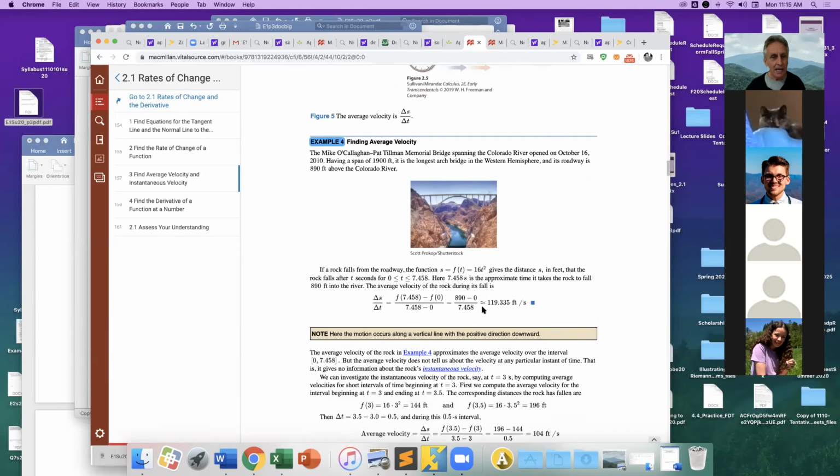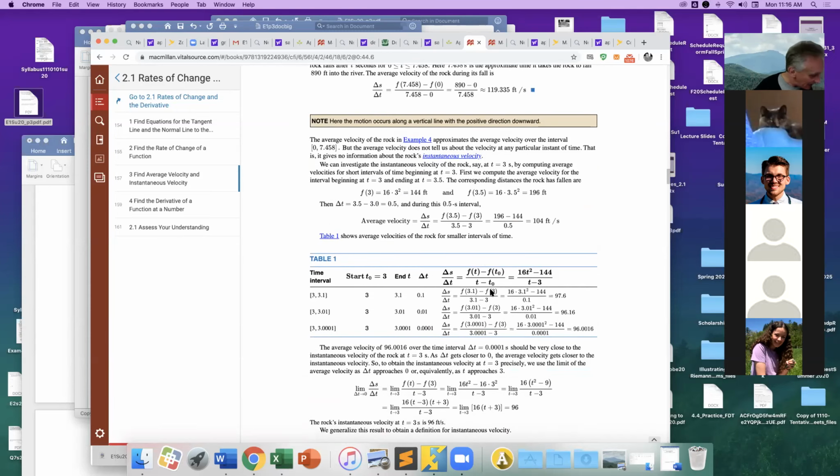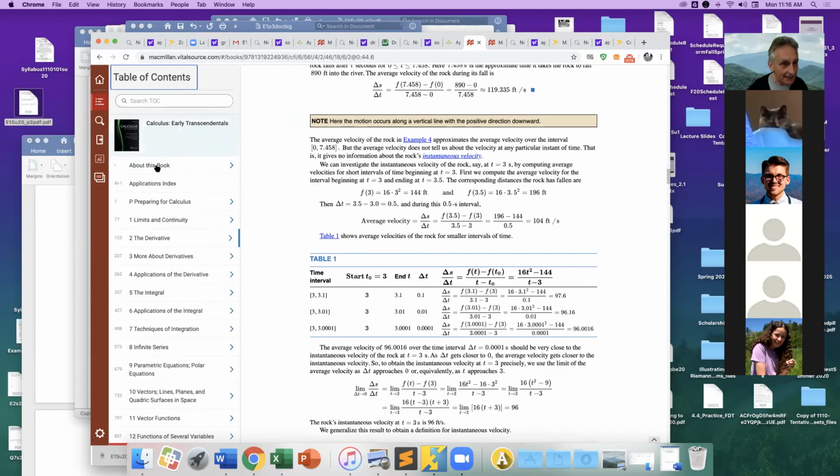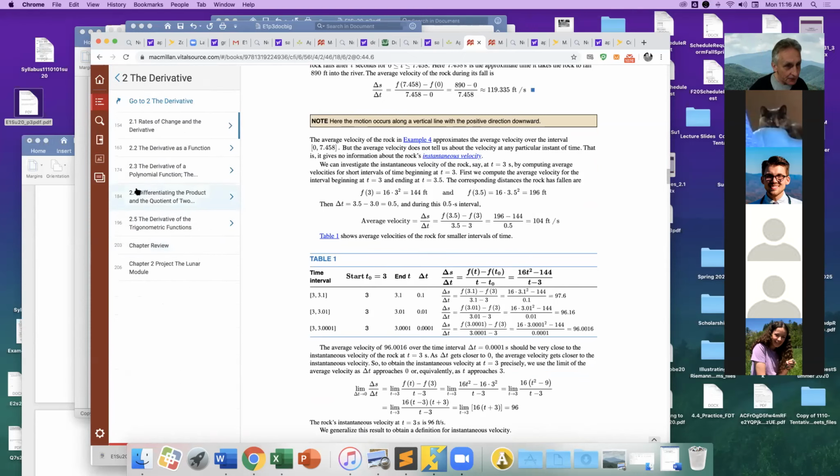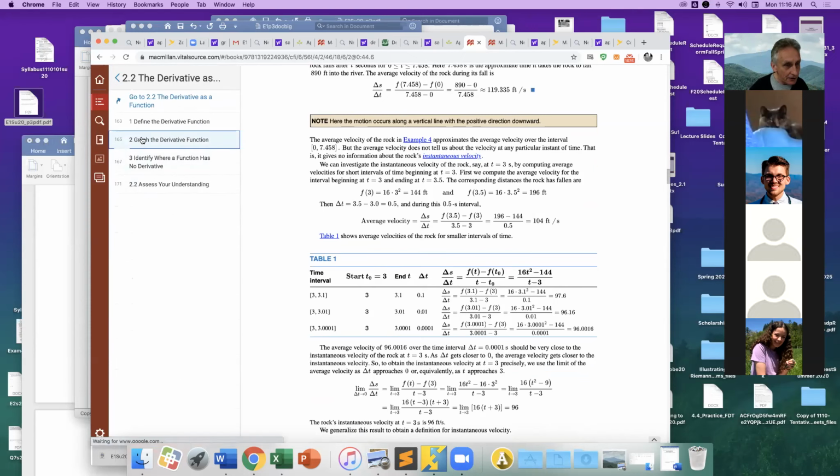Okay, and then remember this, you guys. I'm going to ask you to go through to section 2.2. So we'll go back here to the table of contents, chapter 2, section 2.2.